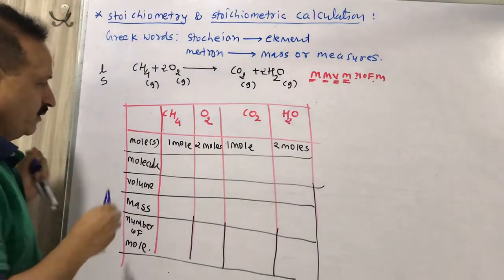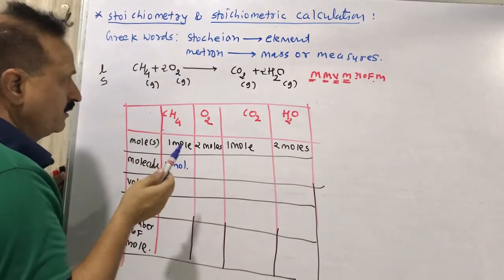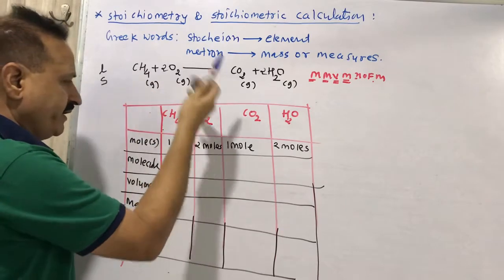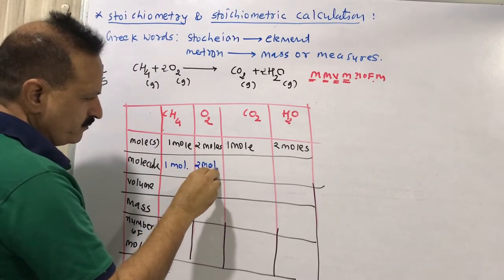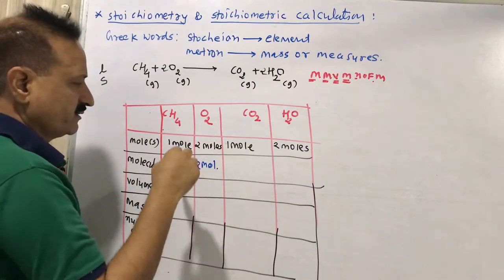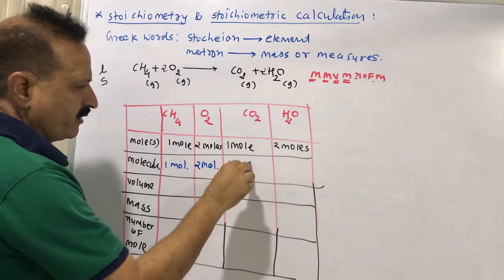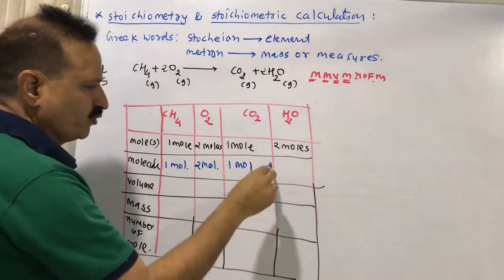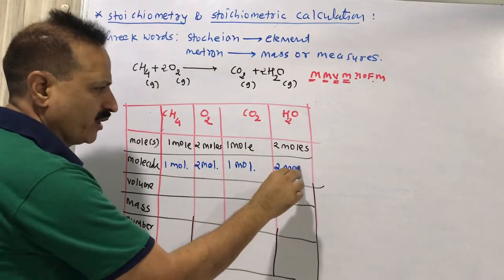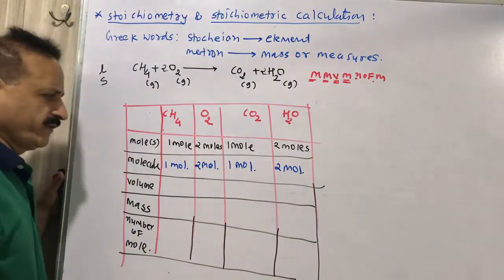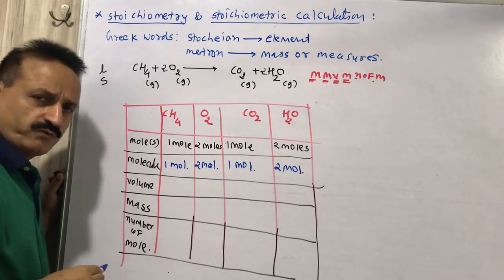Now 1 molecule of methane will react with 2 molecules of dioxygen, then the product will be 1 molecule of carbon dioxide and 2 molecules of water. MOL here does not mean mole, it means molecule, in short form. Mole I have written in full. Molecule I have written in short form.